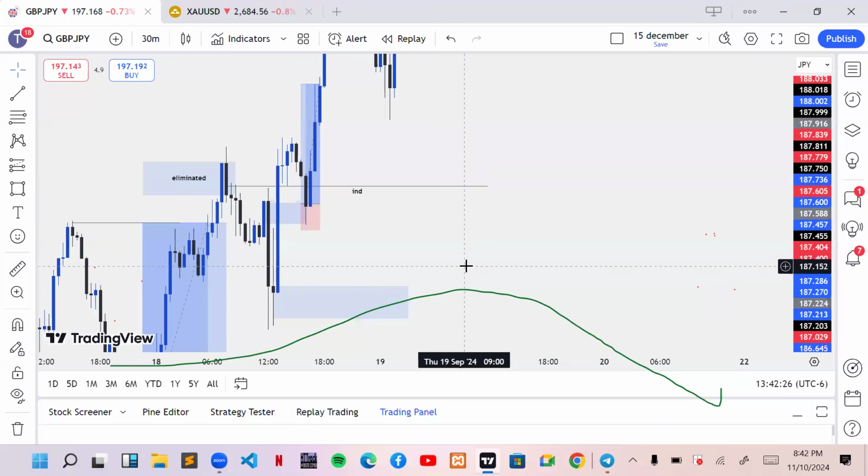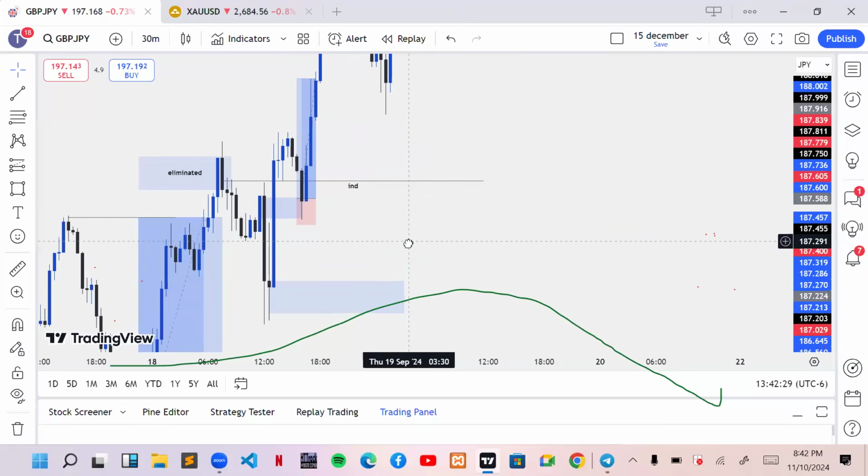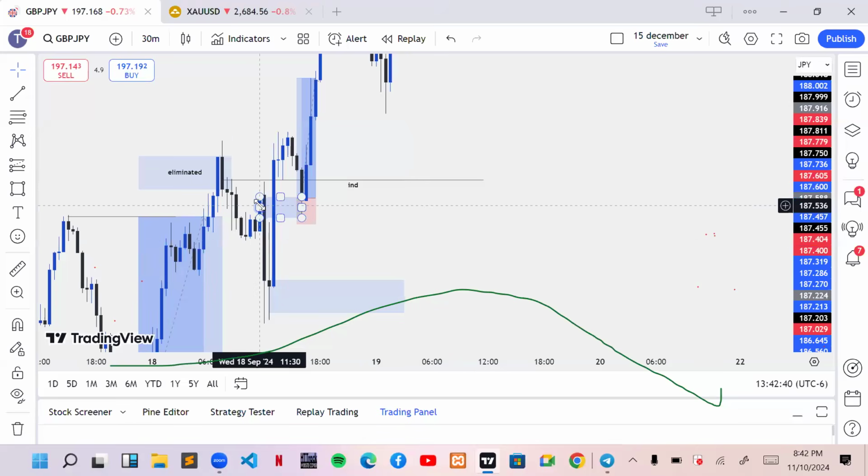So which point of interest is still valid? This breaker block here is valid. This other block down here is valid. But which one are we going to use as our entry? The one that is closest to liquidity. What is our liquidity? Our liquidity is inducement. Which point of interest is closest to inducement? This second breaker block here.